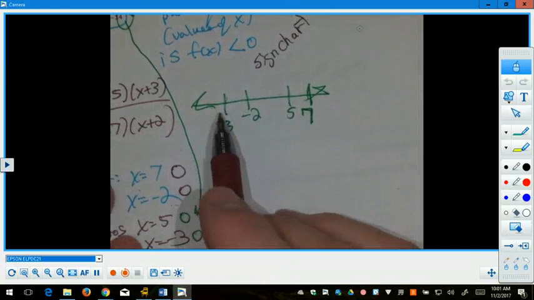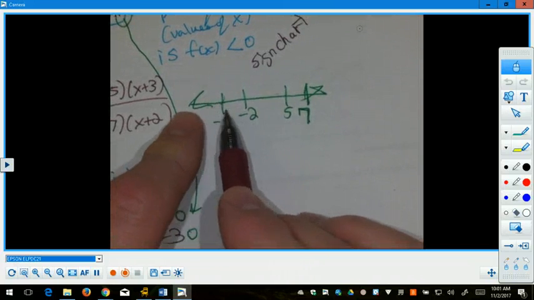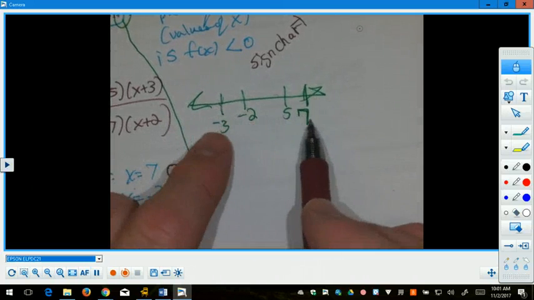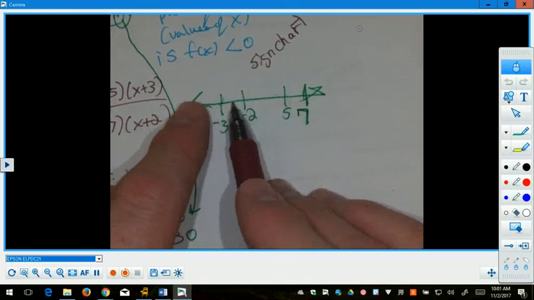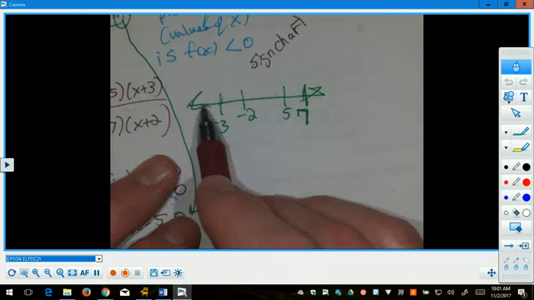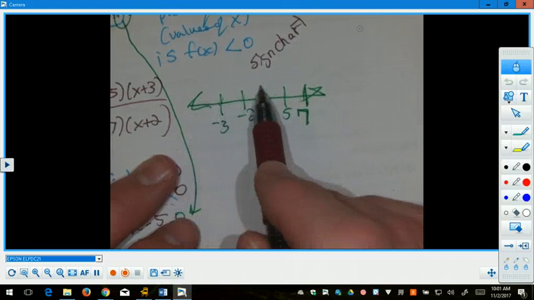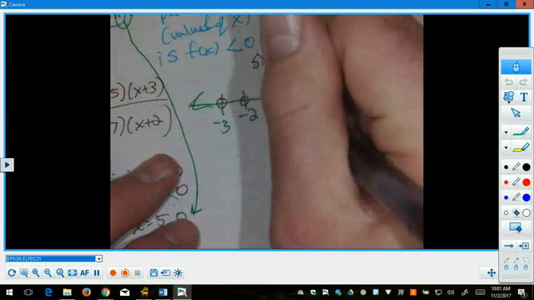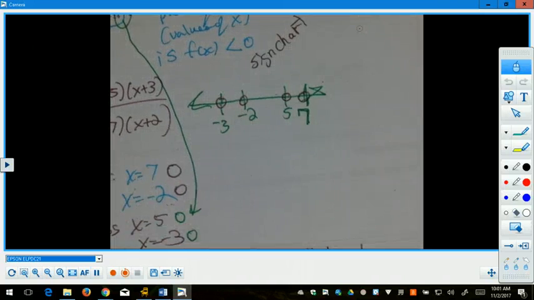But I do need, for everything to the left and right of each one of these critical values of x, to know whether it's positive or negative. Since I have 4 things on there, I've got to find 1, 2, 3, 4, 5 signs. And I'm going to put open circles at all of these because it didn't have equality and 2 of them are vertical asymptotes.